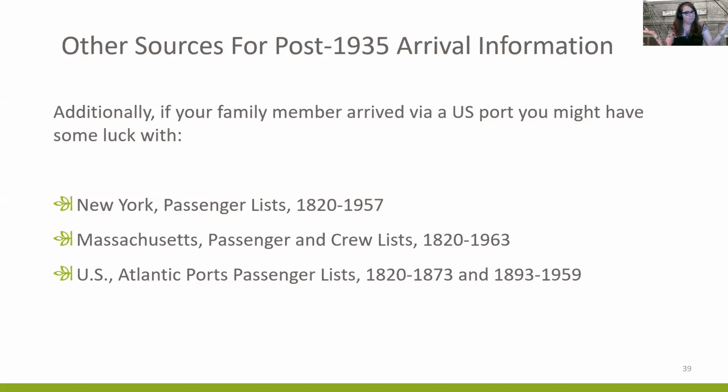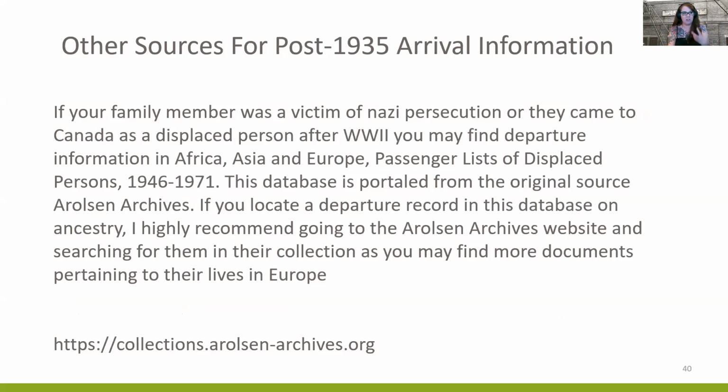Yeah, and as I've been saying, people immigrated through the US, and so take a look at those US arrival records. They go up until 57, 63, 59. So if you think that maybe they came through New York and they're arriving before 57, take a look, you might be surprised. And then there's also this newer collection on Ancestry.ca. It's Africa, Asia, Europe, passenger lists of displaced persons, 1946 to 1971. So if your family member was a victim of Nazi persecution or a displaced person after World War II, you might be able to find a departure list in here.